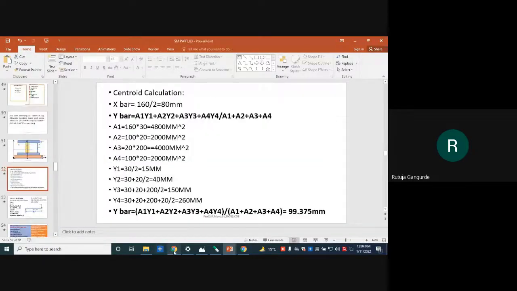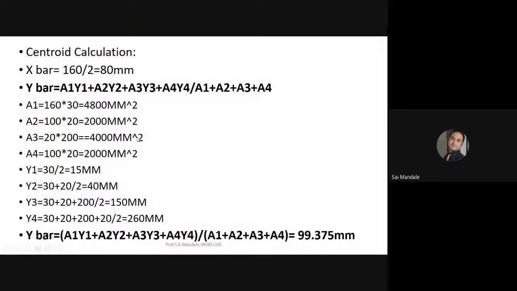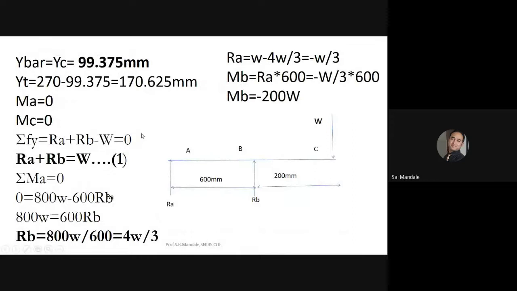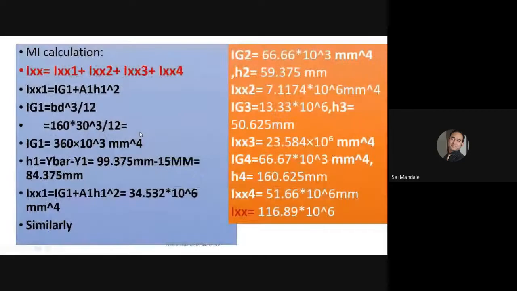Moment of inertia identification. Very good. Moment of inertia, MI calculation. So MI calculation is the second step. We have to calculate MI. This is the section where we have to apply the parallel axis theorem.